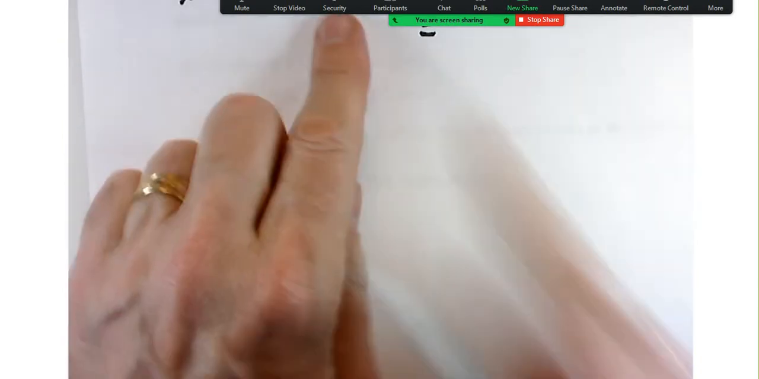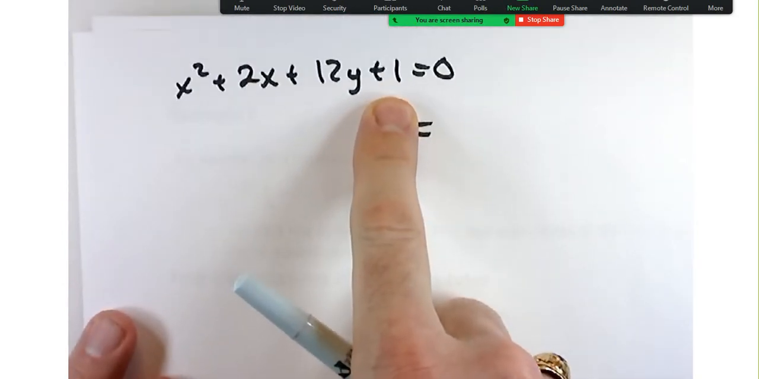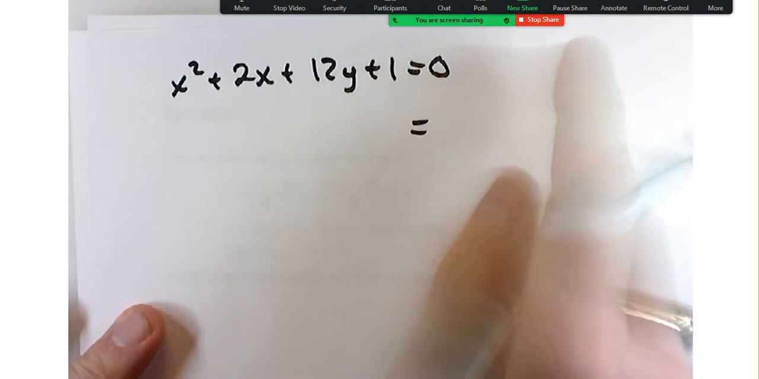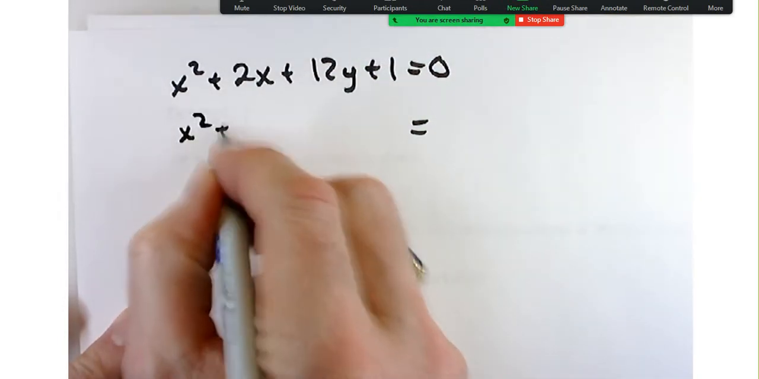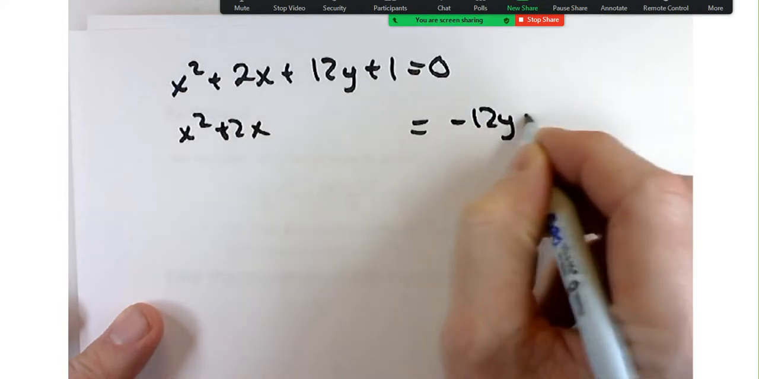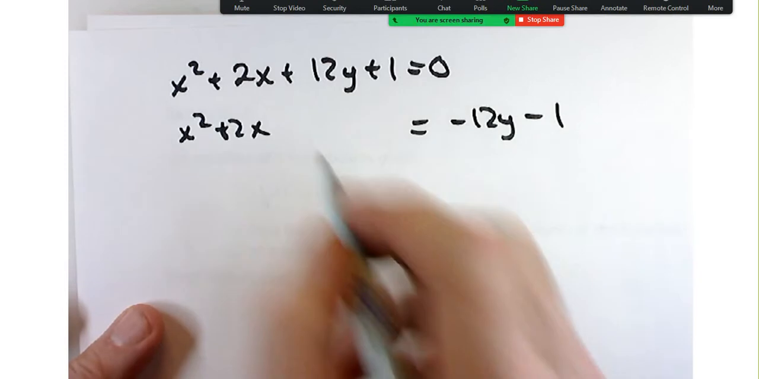Let's play with that a little bit and see if we can whip that into shape so we can determine some more information. Now, generally speaking, you're not going to get quite so lucky as to have a 1 here, which is perfect for what we need. But I'm going to proceed as if we didn't. And I'm going to move those two terms to the other side. x squared plus 2x equals negative 12y minus 1. Notice that they change sides, they change signs.